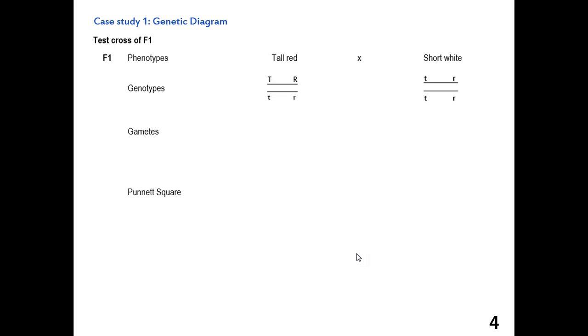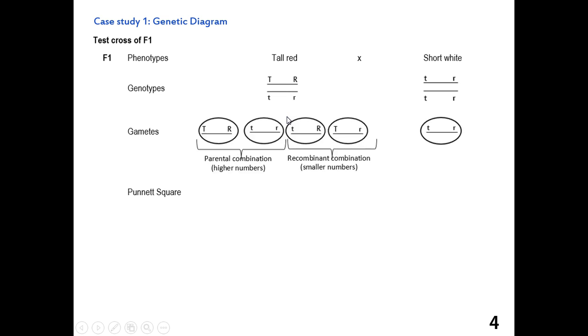Subsequently, there is a test cross of the F1 plant. The F1 test cross will involve firstly the F1 plant, as well as a homozygous recessive plant, which is short and white, small t linked to small r. For the gametes formed, do note that the tall plant, which is heterozygous, will give rise to 4 possible gametes, of which, as discussed previously, 2 combinations are the parental, which will occur in higher numbers, and 2 combinations will be recombinant, which will occur in smaller numbers. The homozygous recessive short white plant will give rise to 1 possible gamete.